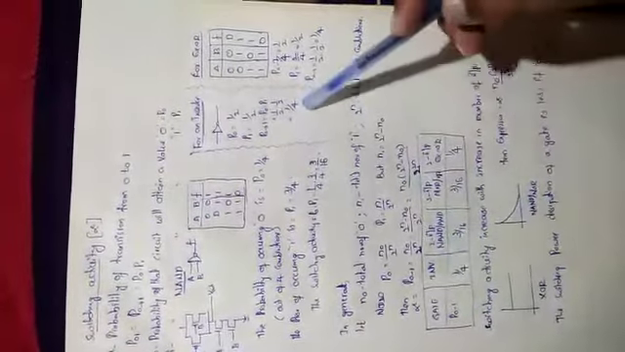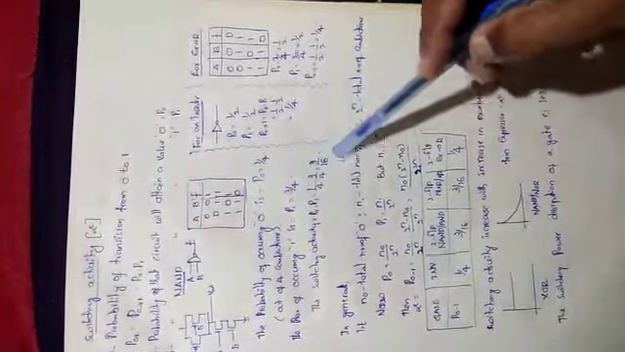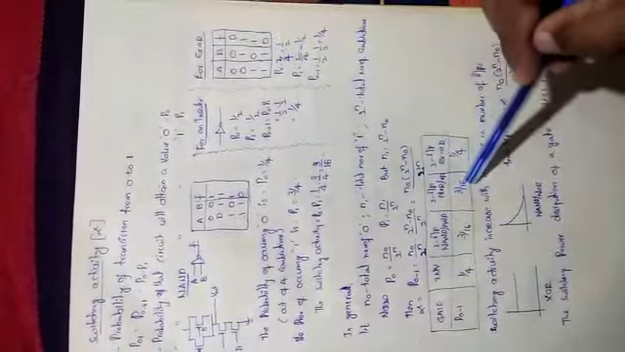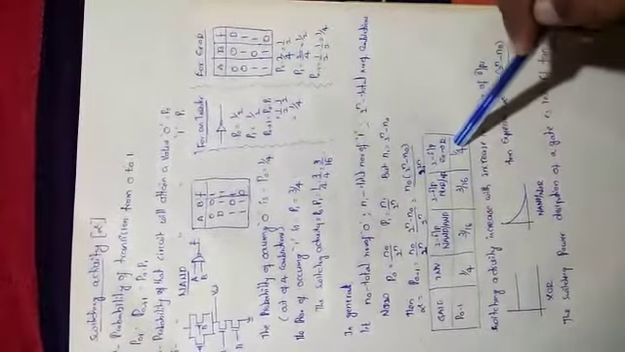Here I have considered different gates. In case of the inverter it is 1 by 4. For the 2-input NAND gate it is 3 by 16, and for the NOR gate again it is 3 by 16. For the XOR gate it is 1 by 4.